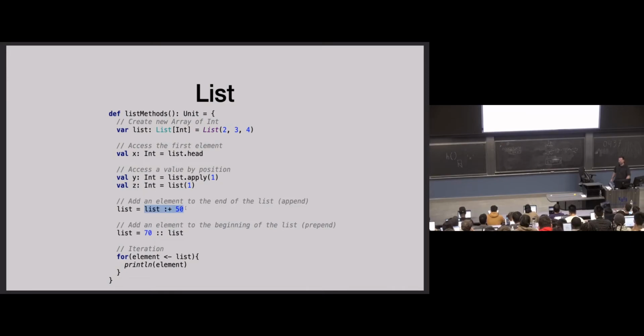appending, and the syntax is a little strange here. I don't know why Scala has such different syntax. I'm sure there's a great reason, but I don't know what it is. But colon plus. So the list that you want to append to, colon plus, and then the new value that you want to append to the end of the list.